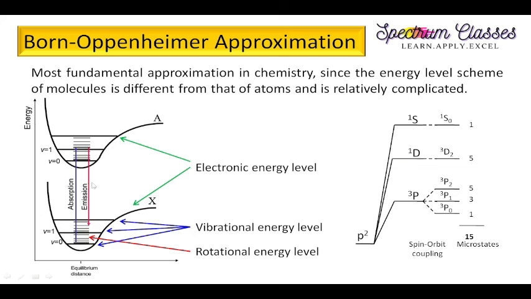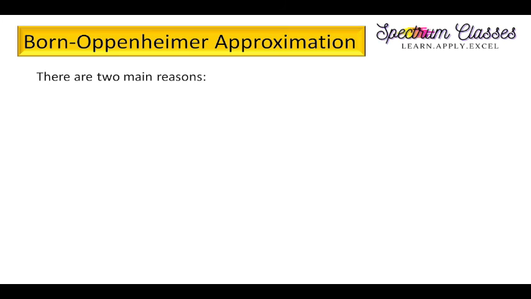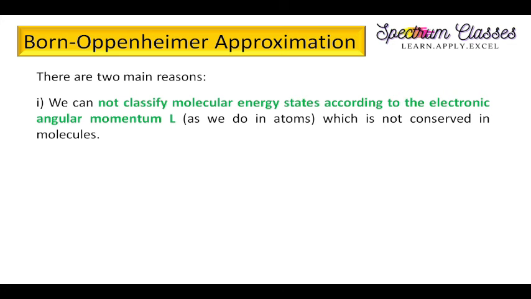This is complicated, as you can see, with many energy levels in between the two electronic energy levels, which is not the case for atoms, right? This type of energy scheme we have already discussed in the atomic term symbols. The main reason for this complicated energy level scheme in molecules is that we cannot classify molecular energy states according to the electronic angular momentum L, as we did in the case of atoms. This angular momentum in a molecule is not conserved.